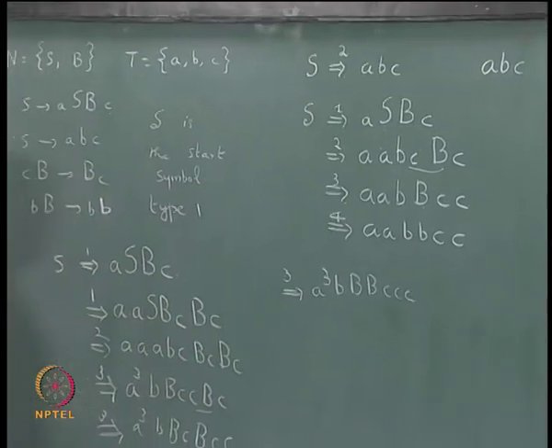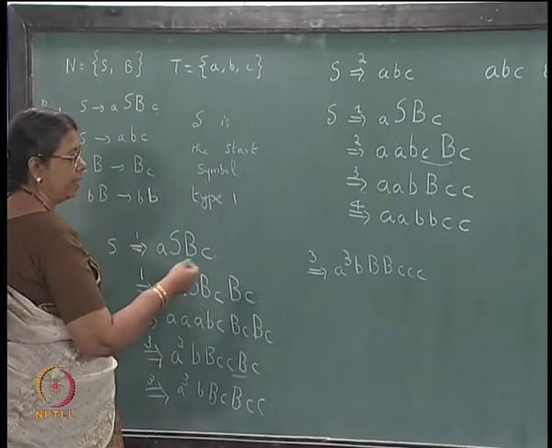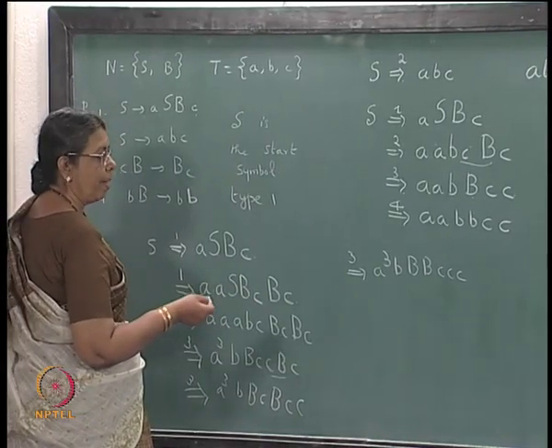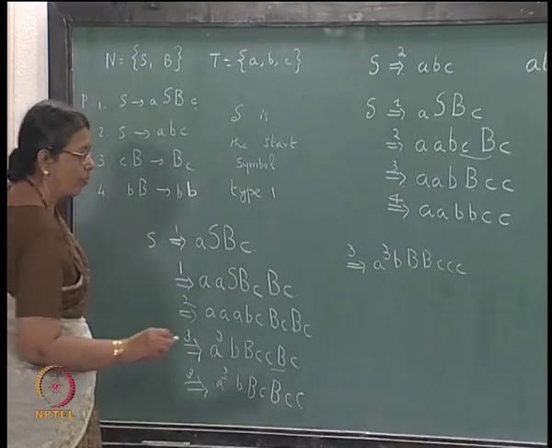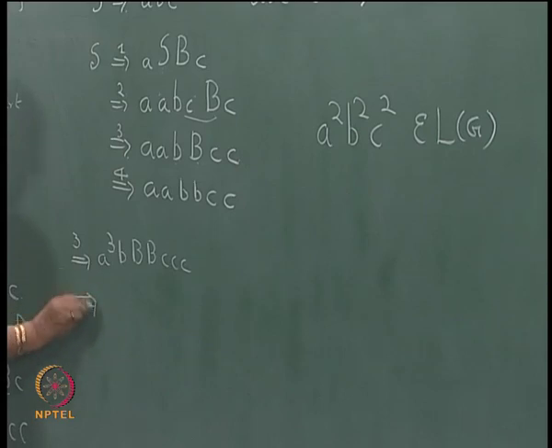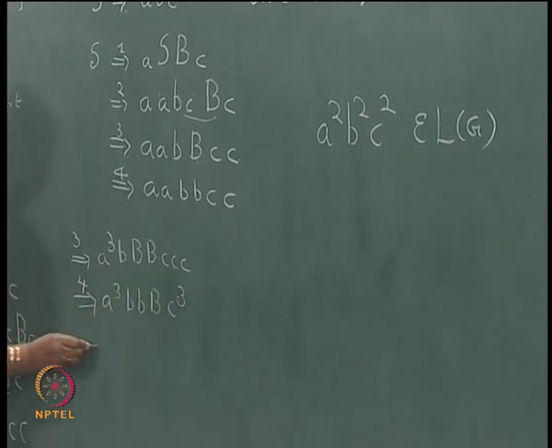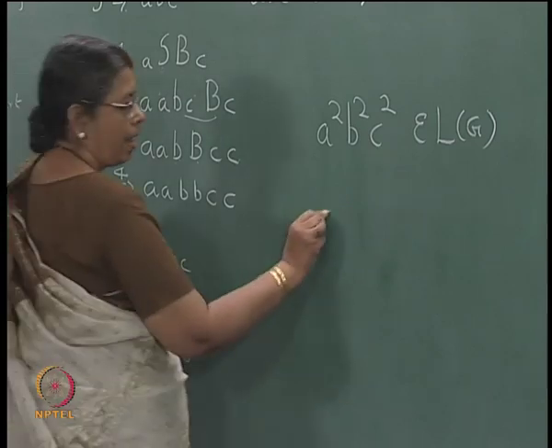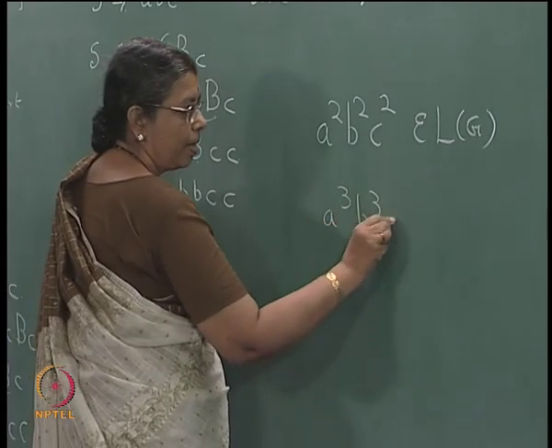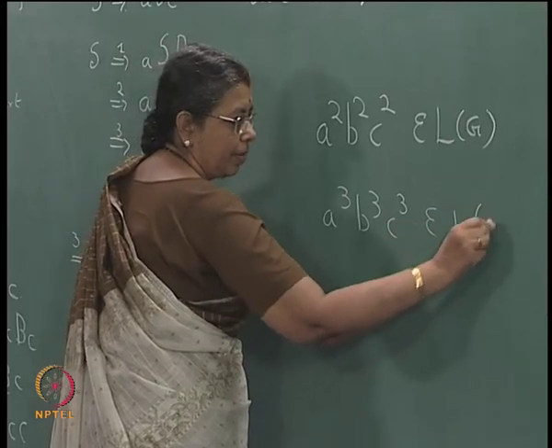Now, you see that all the C's are shifted towards the right, and all the a's are on the left. Now, you have one small b and capital B's in the middle. The capital B's have to be converted into small b's using rule 4. So, apply rule 4 repeatedly, you get a cubed bbB c cubed, and again you apply rule 4. So, the string generated is a cubed b cubed c cubed, which belongs to L of G.